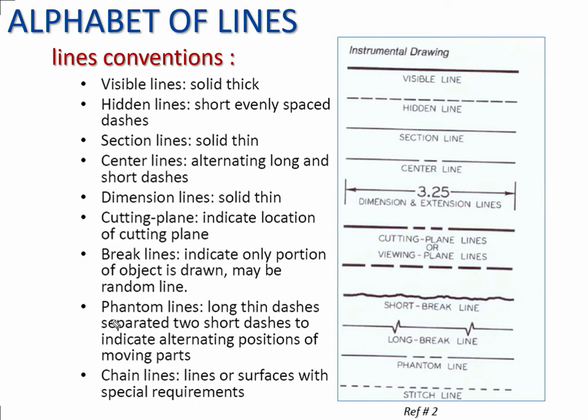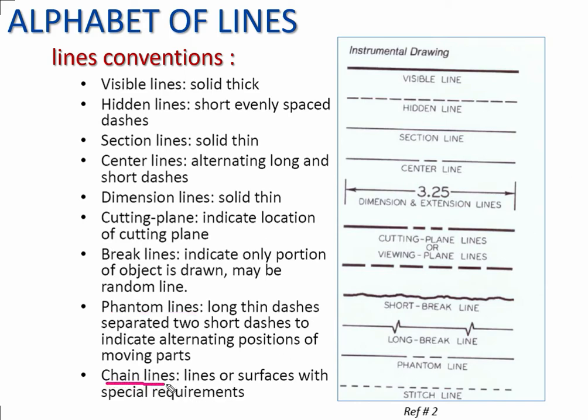The phantom lines will be long, thin dashes separated, split by two short dashes, to indicate the alternating position of a moving part. So if you have a mechanism or part that is moving, to show the alternative location or position for that part, we can use the phantom lines. And they should be like this: thin, not thick. So long dash, double small dash, long dash. And we can also use evenly spaced dashes, as I will show you some examples later.